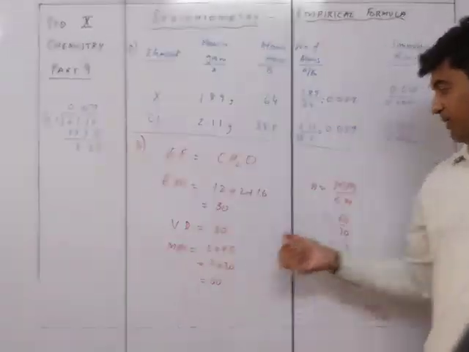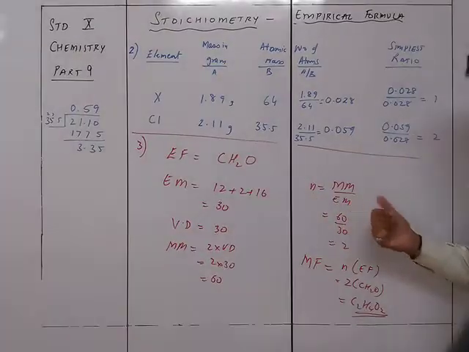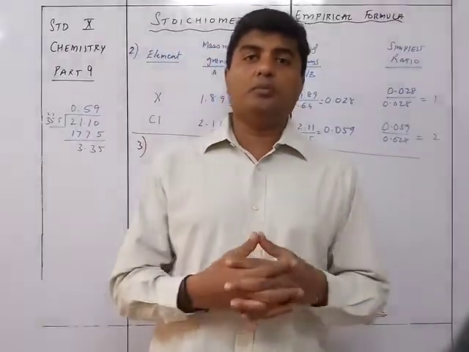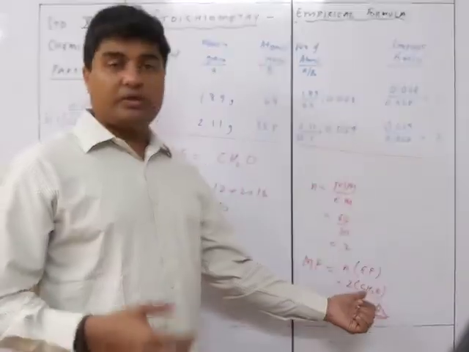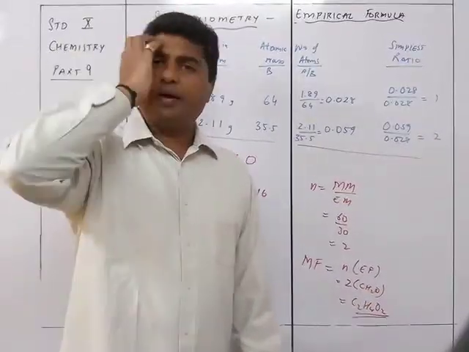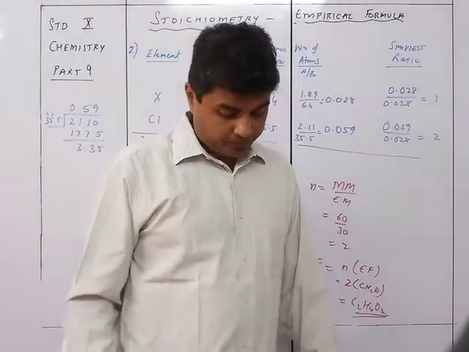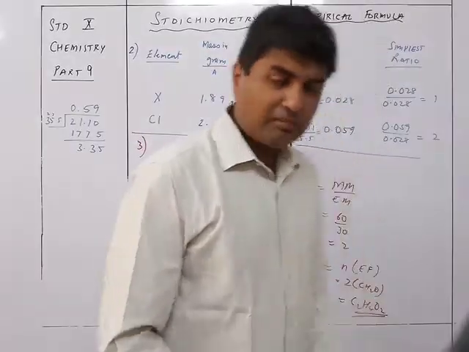The formula we know is n equals molecular mass upon empirical mass, and hence it will be equal to 2. So the whole compound is multiplied by 2. So empirical formula into 2 will be C2H4O2. We now move on to sum number 4.